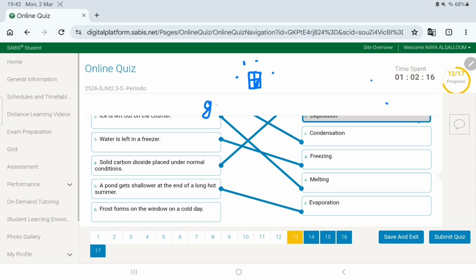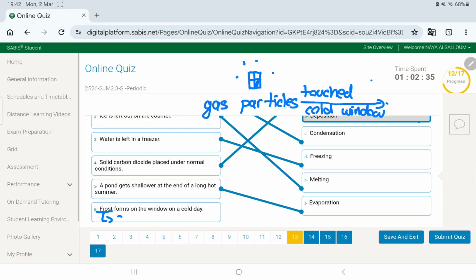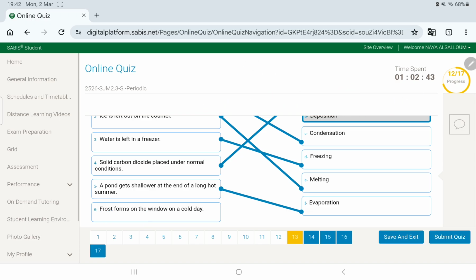So it was gas particles outside. So gas particles, it touched the extremely cold window. And then what's frost, guys? Frost is a solid. So gas to solid without forming a liquid in between is deposition.